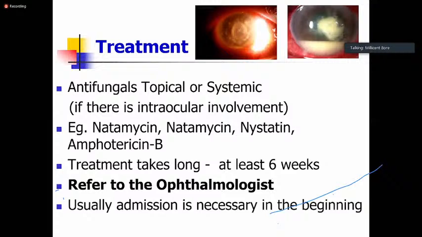But in such cases, so long as you just see that there's an ulcer, start antibiotics. You don't even have to start the antifungals. Start antibiotics and refer the patient to the ophthalmologist.